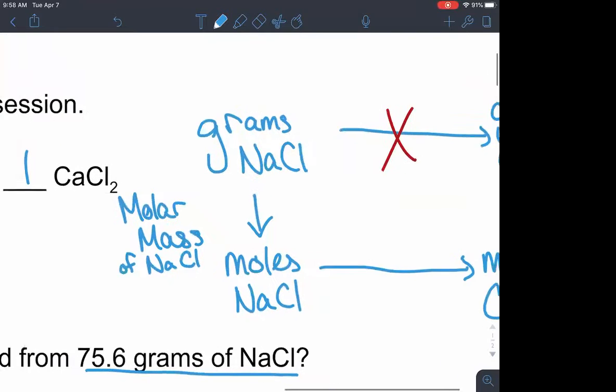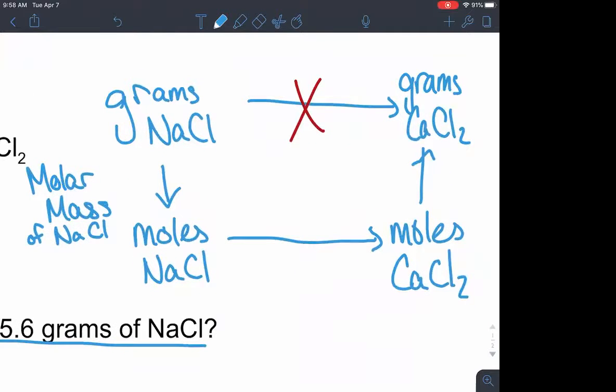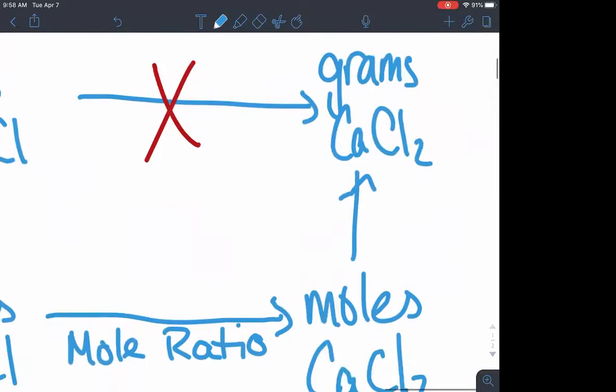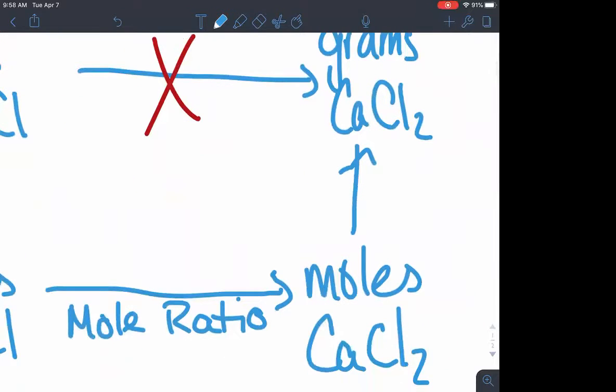All right. Now, how do we go from moles of NaCl to moles of CaCl2? What do we have to use? The mole ratio. And where do we get our mole ratio from? The balanced equation. Perfect. And then last but not least, from moles of CaCl2 to grams of CaCl2, what do we have to use? Molar mass. And it's the molar mass of what this time? CaCl2. Perfect.